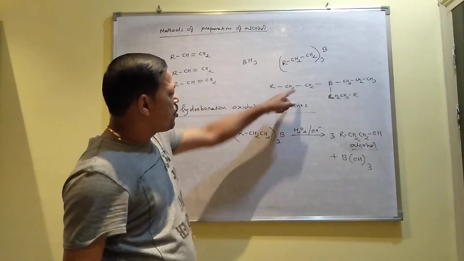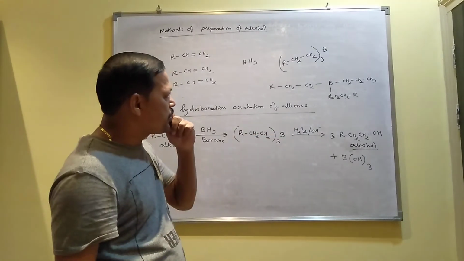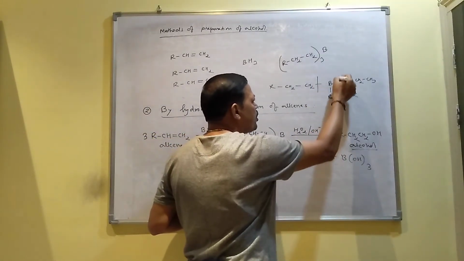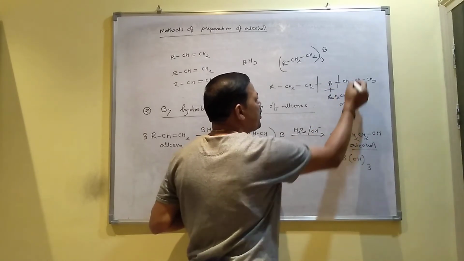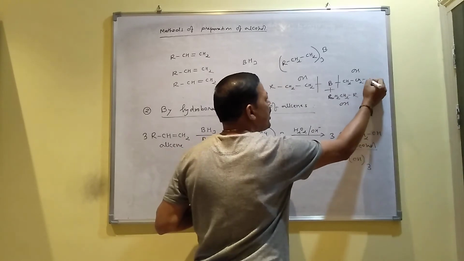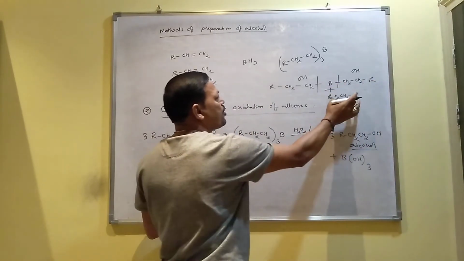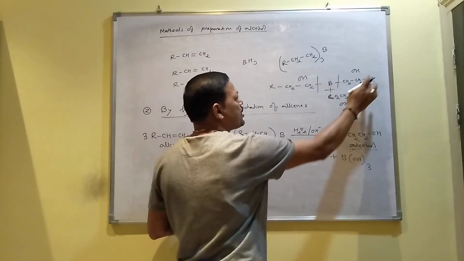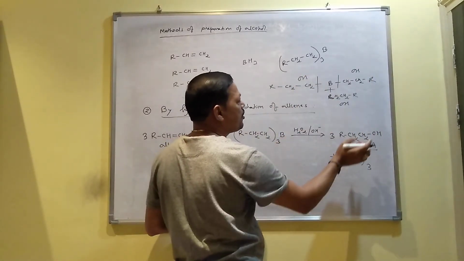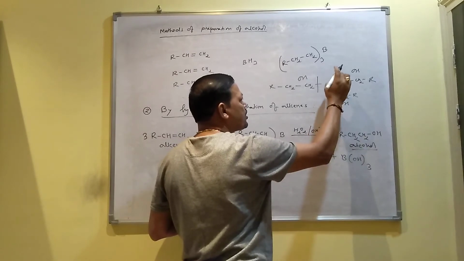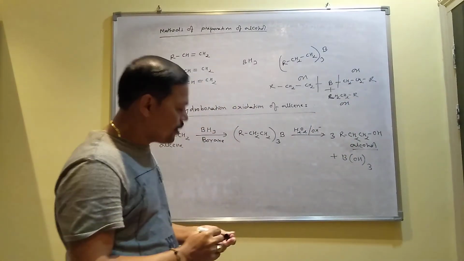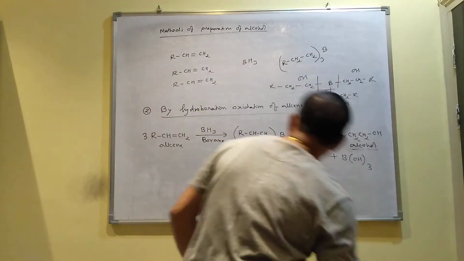After production of this, you have to do oxidation. When you apply hydrogen peroxide, the compound will break here. 3 OH combine with the alkyl groups, and you will get 3 alcohols. Sorry, this should be R. You will get 3 alcohols, RCH2CH2OH, RCH2CH2OH, RCH2CH2OH, and another 3 OH combine with boron, which produces boric acid. So this is about the reaction.